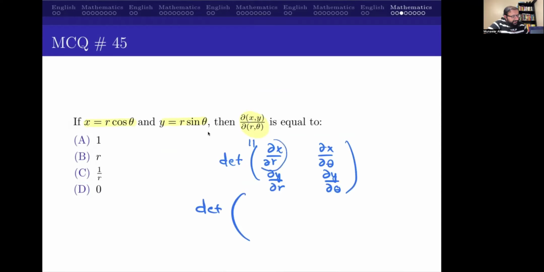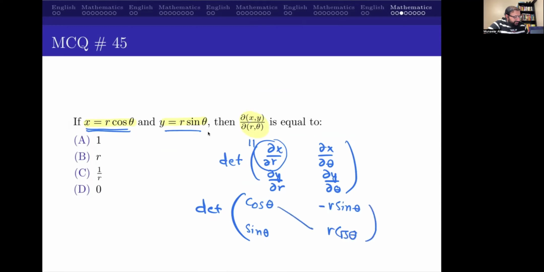What is the derivative of x with respect to r? If you differentiate with respect to r, you will treat cosine theta as constant. So the derivative is cosine theta only. And x with respect to theta is minus r sine theta. And then y with respect to r is sine theta. And y with respect to theta is going to be, yeah, r cosine theta.